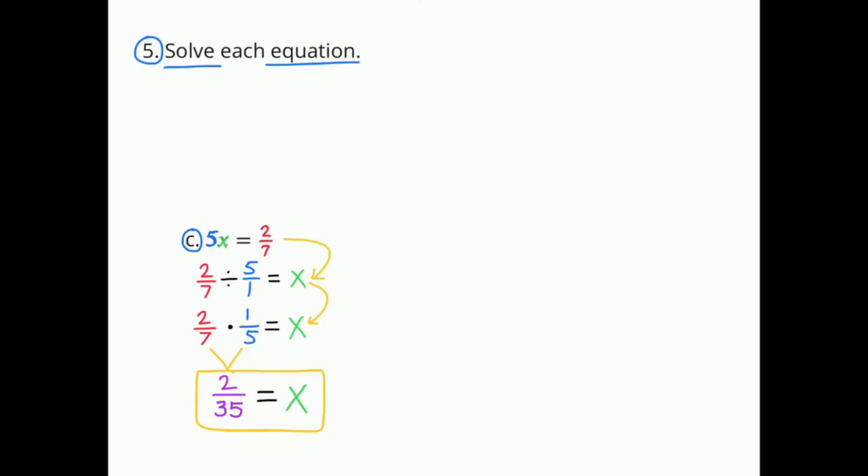C. 5x equals 2/7. That can be rewritten as 2/7 divided by 5 over 1 equals x. We can solve for x by multiplying by the reciprocal of 5 over 1. That would be 2/7 times 1/5 equals x. And 2/7 times 1/5 equals 2/35. So 2/35 equals x, or x equals 2/35.